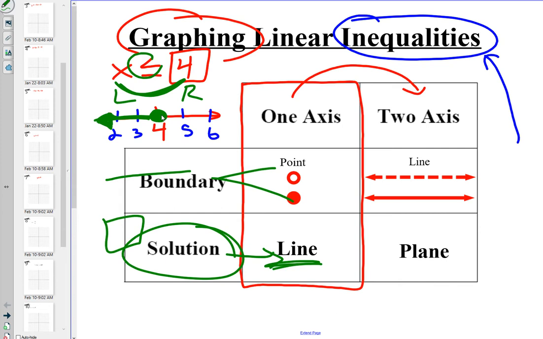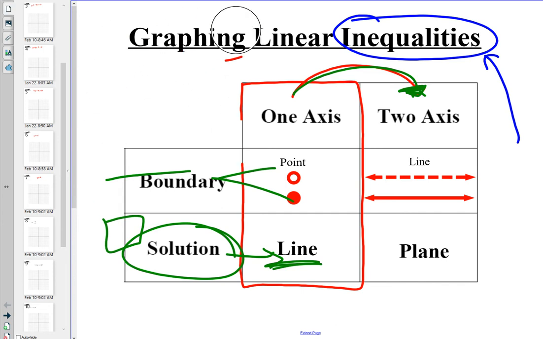Okay. So now what's going to happen is we're going to take these same principles and apply them to 2 axes. Meaning instead of 1 variable, there's going to be 2 variables. Take a while to guess what those 2 variables are going to be. X and Y, sure.